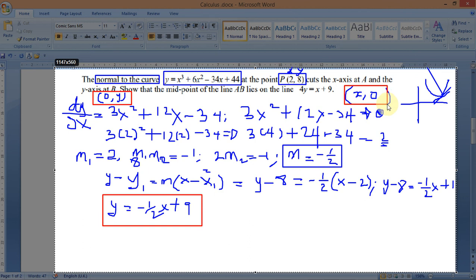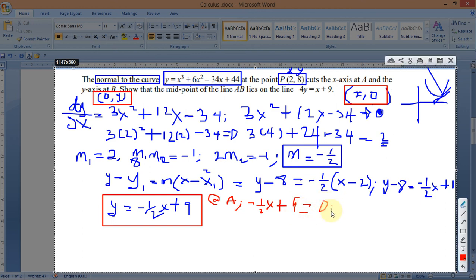Okay, so now, let me start with this one. When y equals 0, I'll find x. When x equals 0, I'll find y. So at point A, I have a value for x, but y is 0. So when y equals 0, then I have minus half x plus 9 equals 0.